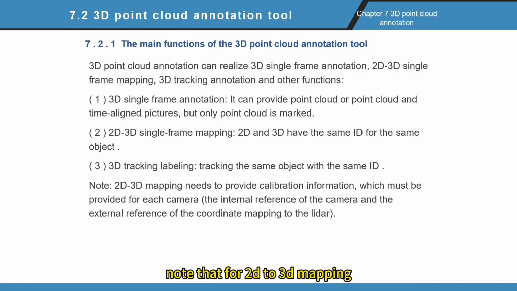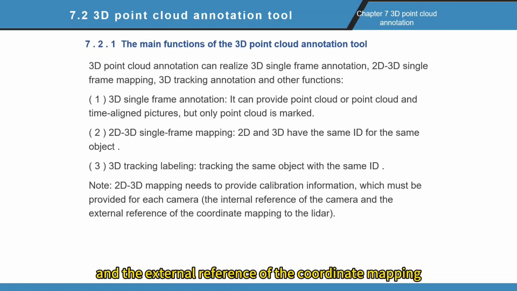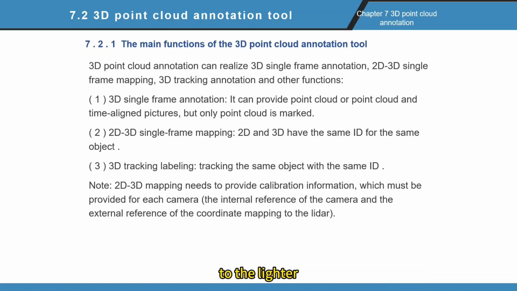Note that for 2D to 3D mapping, calibration information must be provided for each camera, including the camera's internal reference and the external reference of the coordinate mapping to the lidar.